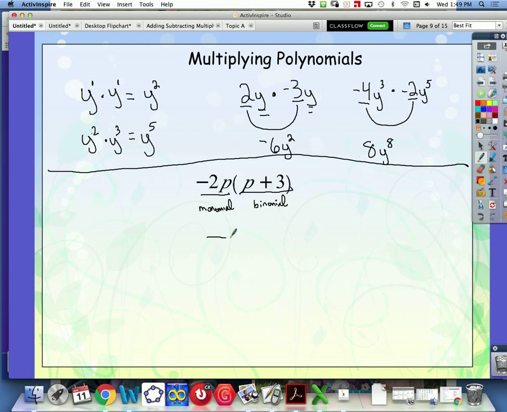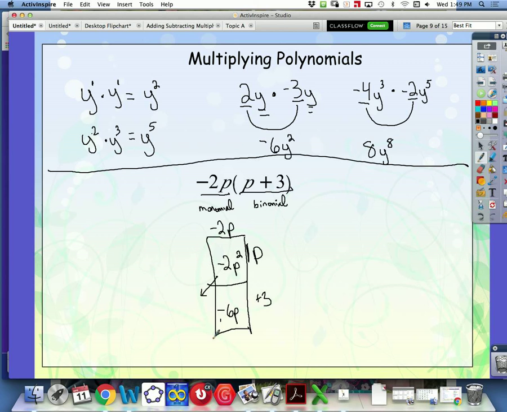So what I'm going to do is make a table that's one column for the monomial and put a negative 2p up there. And then I'm going to put a p plus 3 over here. And now, when we multiply, we just multiply for each box. So negative 2p times 1p, and you can draw on the 1 if it helps you, that gives us negative 2p squared. And then negative 2p times 3 is negative 6p.